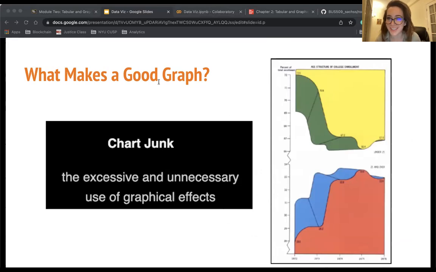Show data variation, not design variation. So no chart junk. These are really just important principles when you start to see data visualizations as you're reading the paper and scrolling on Instagram. How is the information distorted through something that is aesthetically interesting? So I hope you keep an eye out for some of these examples and feel free to post them on Slack. I always love seeing bad graphs or just interesting cases when things get distorted through data visualization.